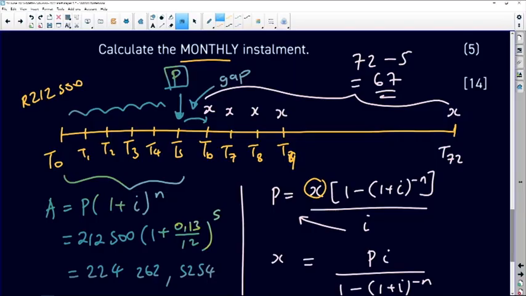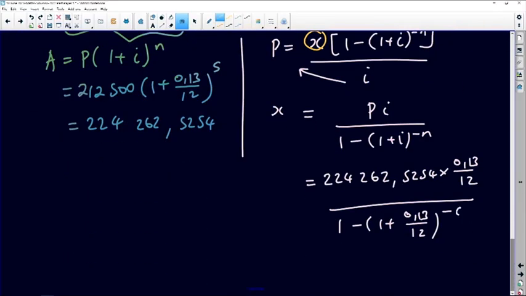Okay, powerful. Now, going to sub that 67 here, and then you just put everything in your calculator. The answer that you're going to end up with is an interesting R4,720.96. So he's going to have to pay R4,720.96 every month to settle this loan for all those payments.